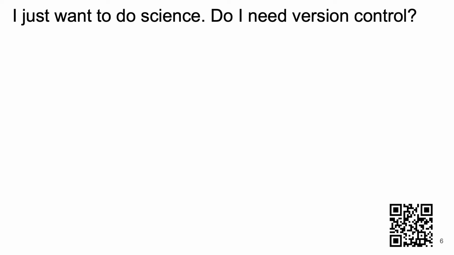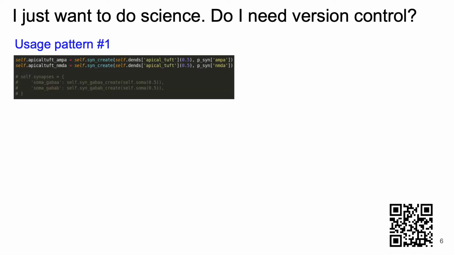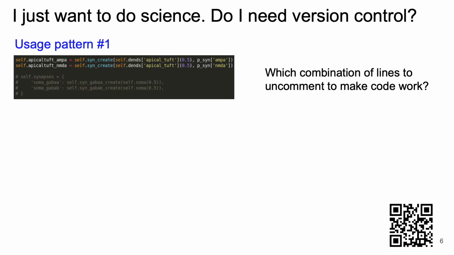All right. So here's a couple of usage patterns that some of you might be familiar with. This is usage pattern 1. Here's some code. What you're seeing here in gray is code that has been commented out. And quite often when we want to try some things, we comment out some parts of the code. And afterwards, you just don't know what combinations of lines to uncomment to make your code work.